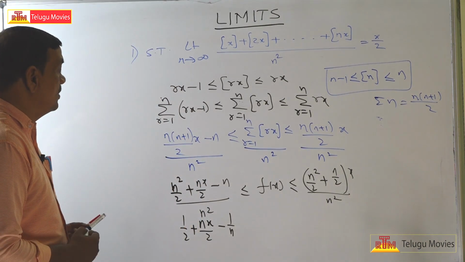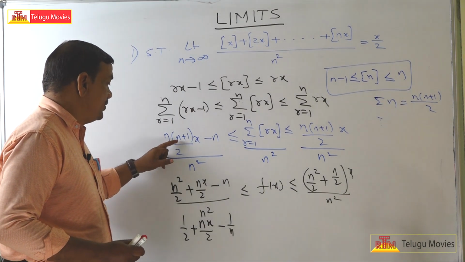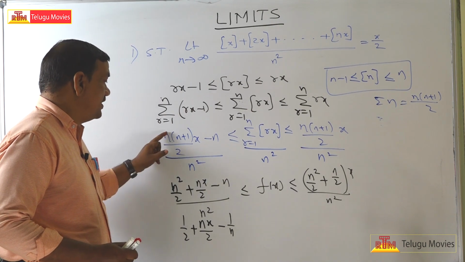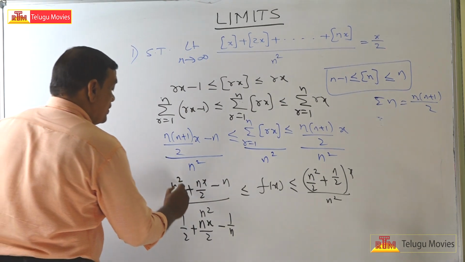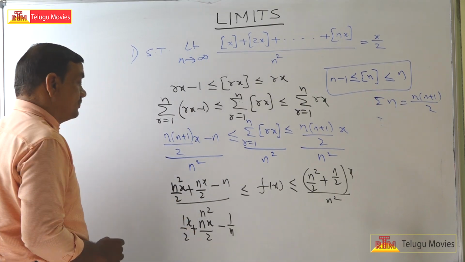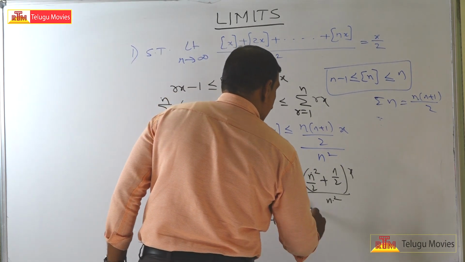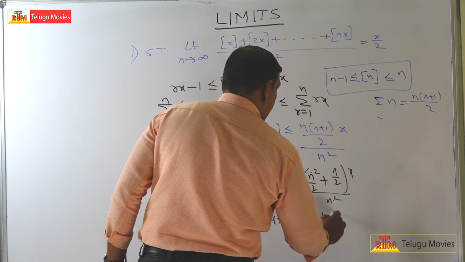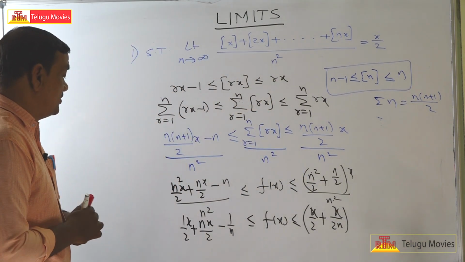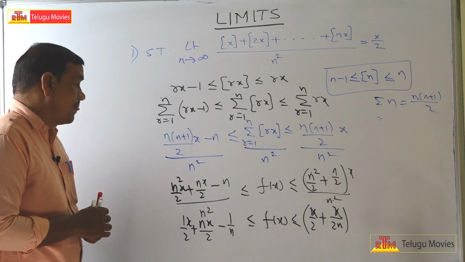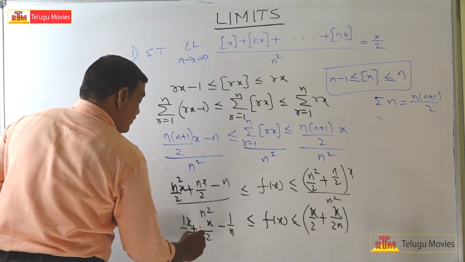Understand this: as n tends to infinity, I am checking once again. The left side gives x by 2, and here also x will come, less than or equal to your function, less than or equal to the right side, where n square will get cancelled and we get 1 by 2n into x. Here also x will come. If you observe, here n by n square gives n in the denominator.